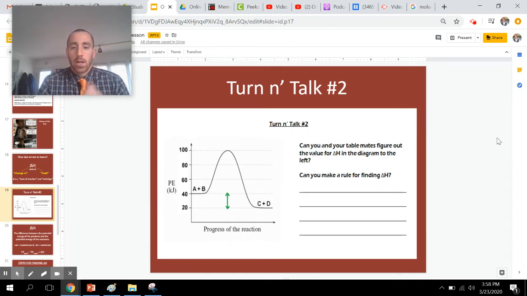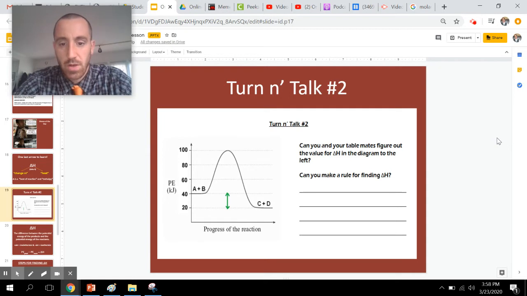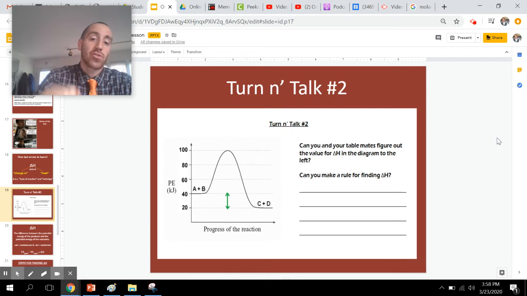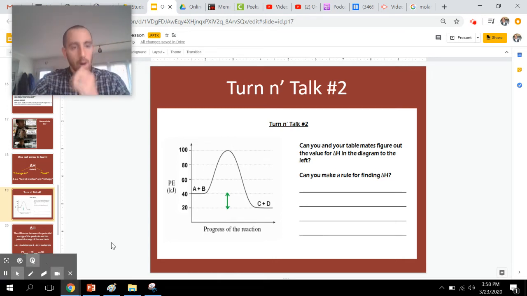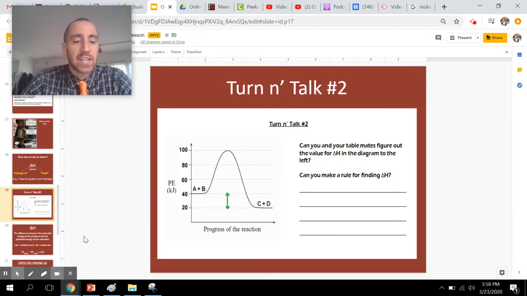So here you go. That green arrow represents the delta H. Can you figure out what value you think it would be in kilojoules? Do you think you can figure out how to determine the delta H? What's the rule for finding it? So why don't I pause the video now? Why don't you try to think about the answer to these questions? Go ahead.